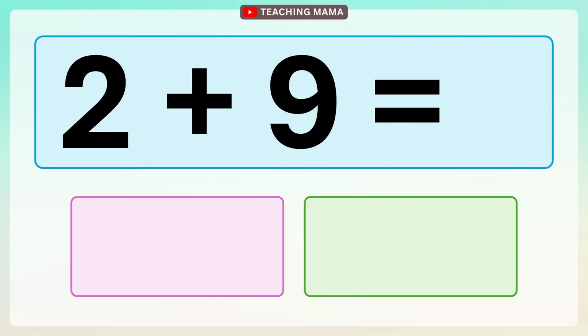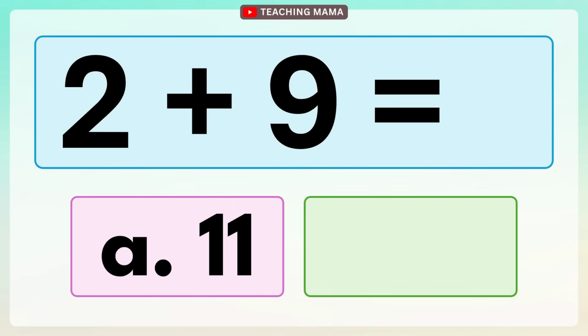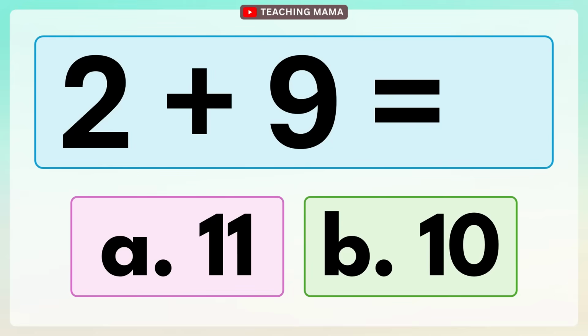Two plus 9 equals A. 11 B. 10. What is the answer? A. 11.